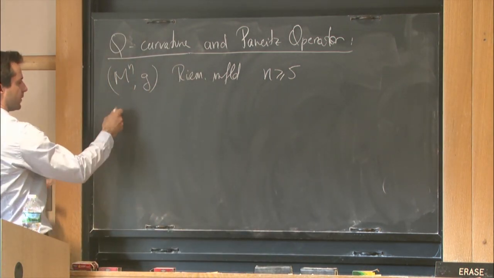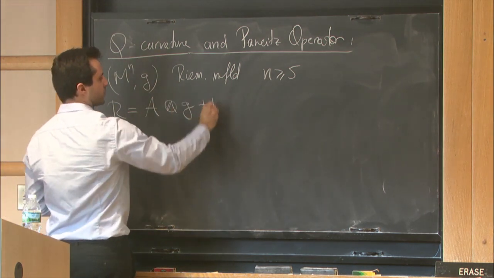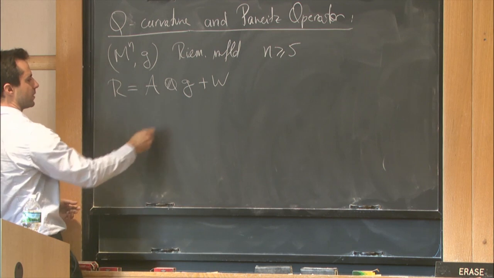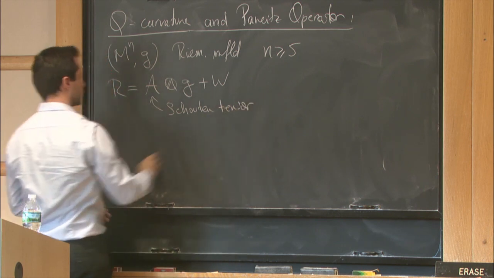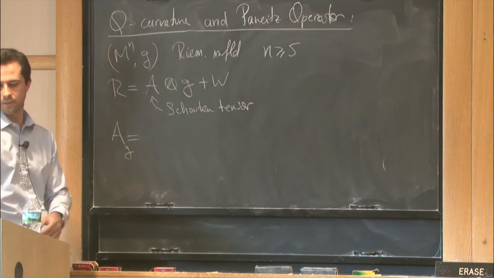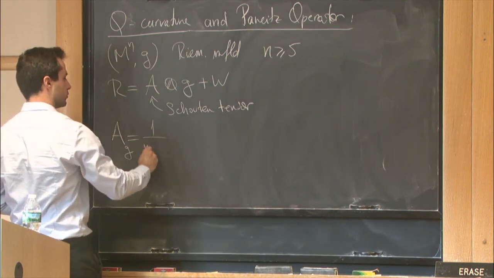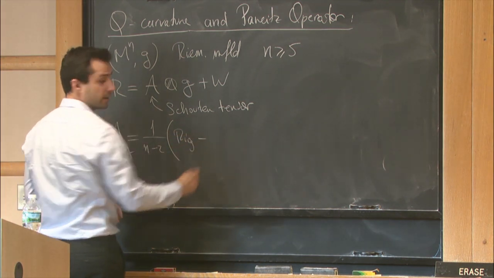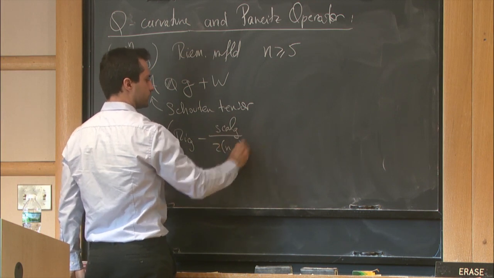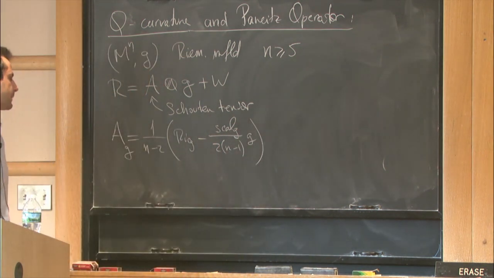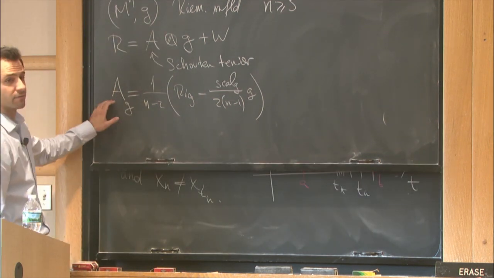And then you can write the curvature operator of this manifold, which decomposes as a product of the Schouten tensor with the metric plus the Weyl tensor. So this A here is the Schouten tensor. So to have formulas for it, I don't want to scale this in the wrong way. So this would be 1 over n minus 2 times Ricci minus scalar over 2(n minus 1) times the metric. And Q-curvature is defined in terms of the elementary symmetric polynomials in the eigenvalues of this operator.